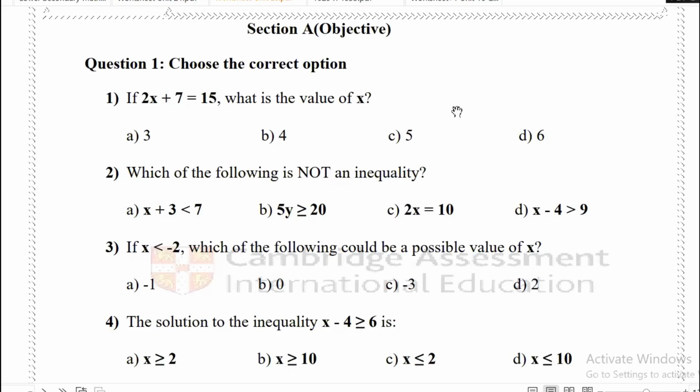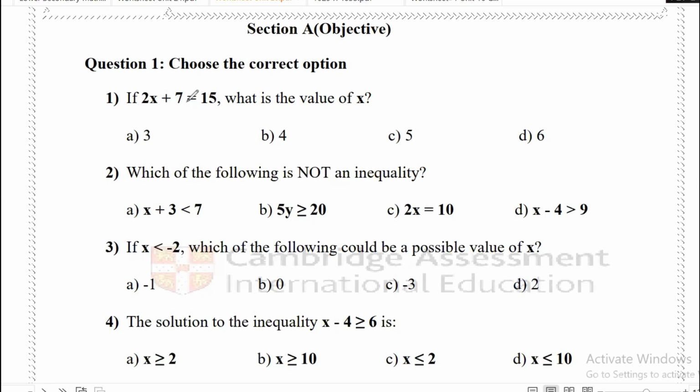In this video, we will solve the worksheet solution of further algebraic equations and inequalities, as well as sequences in linear and quadratic form. So here we have the first question, which is related to objective. Choose the correct option. So we have 2x plus 7 equals 15. What is the value of x?